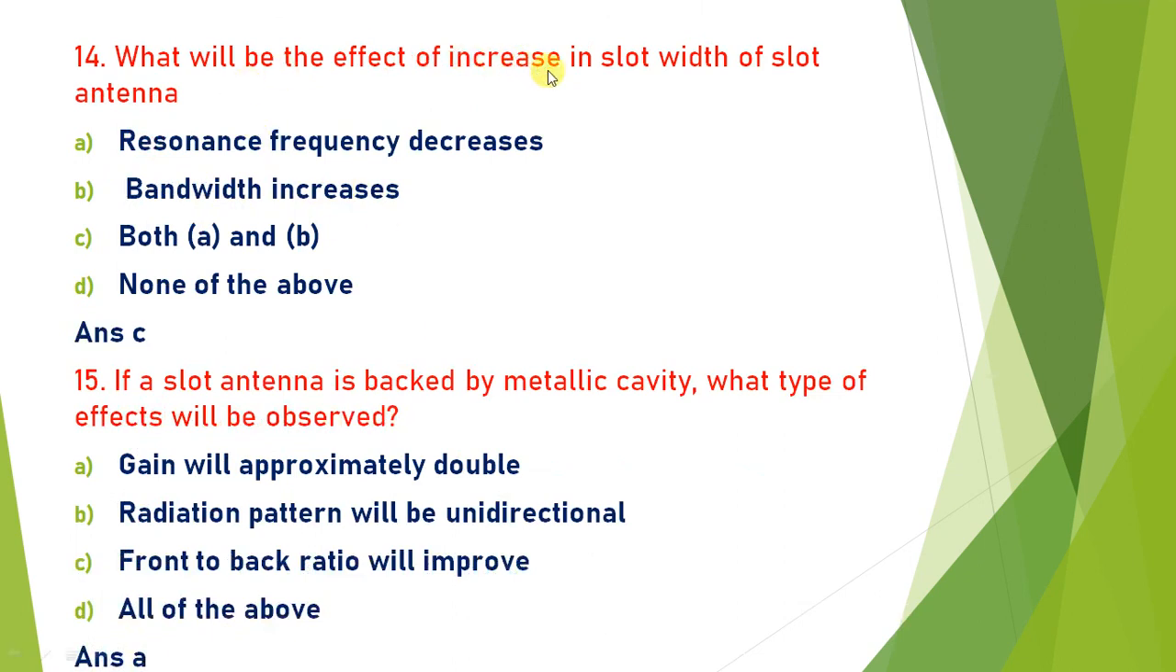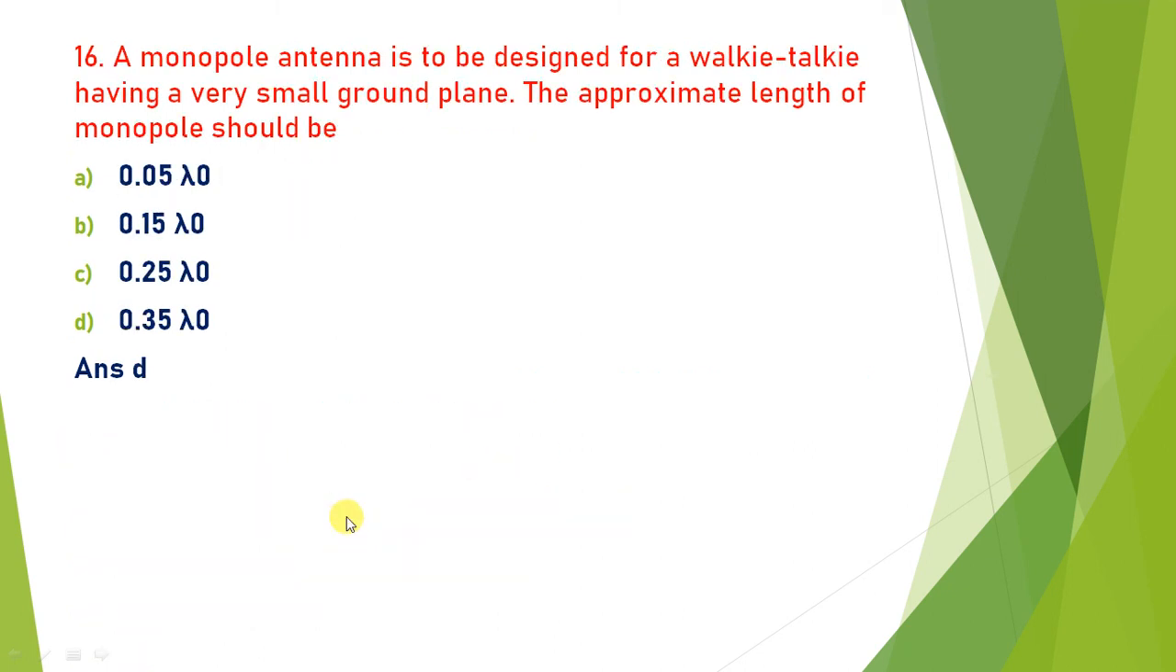What will be the effect of an increase in the slot width of a slot antenna? We have already discussed that if the slot width is increased, the bandwidth increases and the resonance frequency decreases. So A and B both are correct. Answer is C. If a slot antenna is backed by a metallic cavity, what effect will we observe? If we use the metallic cavity, the efficiency increases, so the gain also increases because gain is proportional to efficiency. So the answer is A.